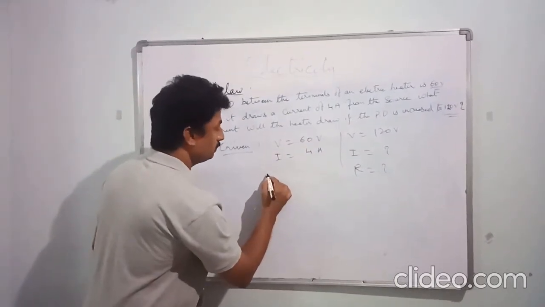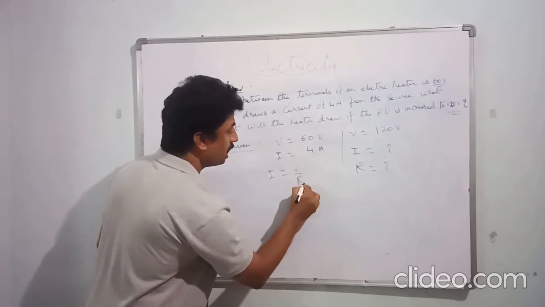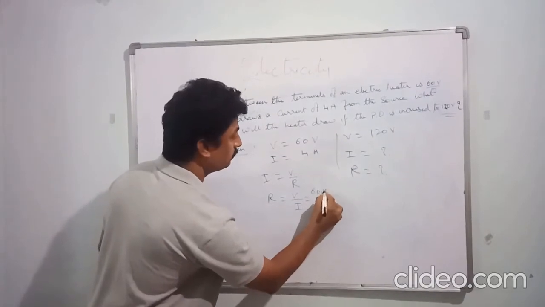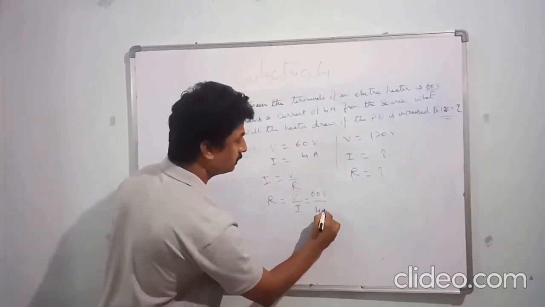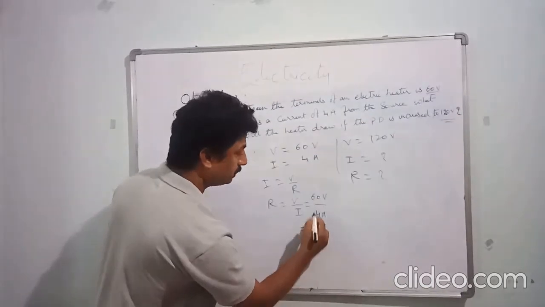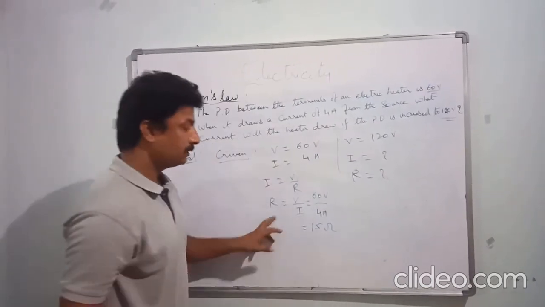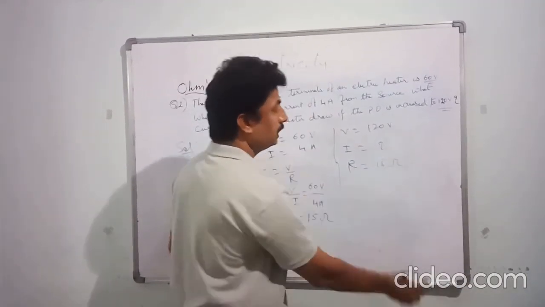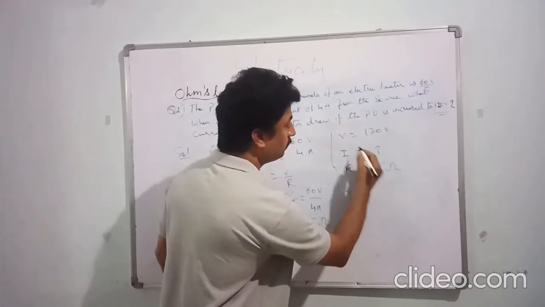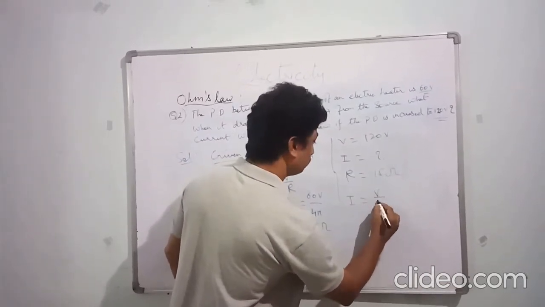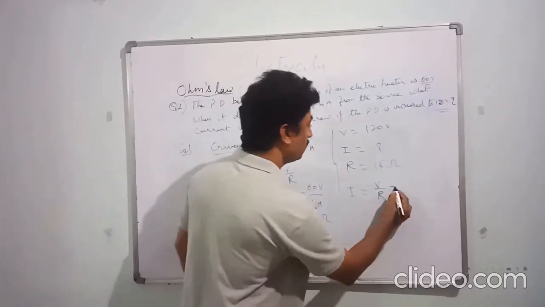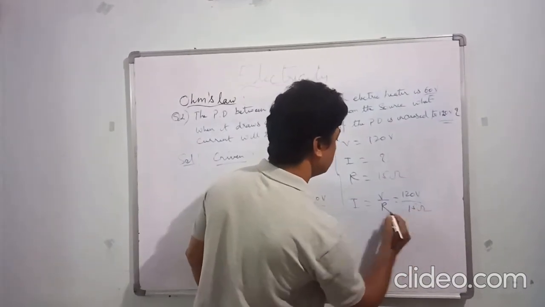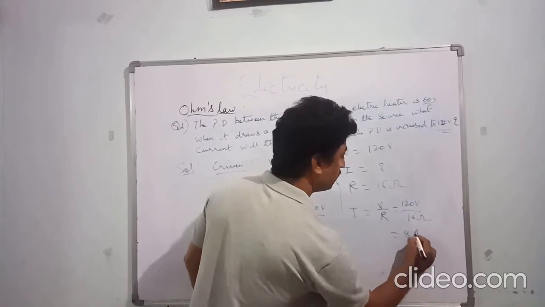So first of all, I is equal to V by R, or R we need to find it, that is V by I. V is how much? 60 volts. Current is 4 amperes. This will be 15 ohms. So R we got 15 ohms. Now when we got R as 15 ohms, here you can find the current. I is equal to V by R. Voltage is 120 volts and R is 15 ohms. And the current is nothing else but 8 amperes.